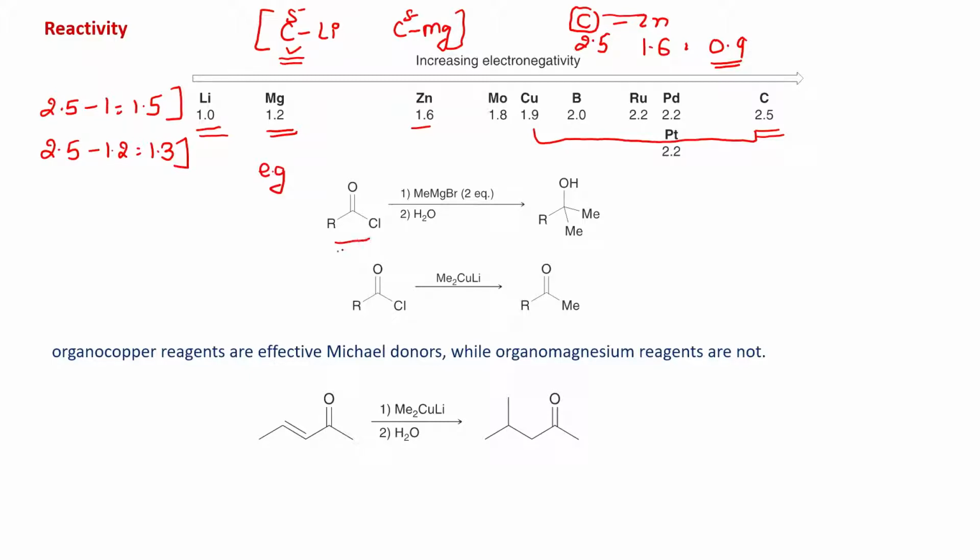When you treat acyl chloride with methyl magnesium bromide, this is called Grignard reagent, you will get tertiary alcohol. I will explain later why you get tertiary alcohol and why you don't get this product. And when you treat acyl chloride with methyl copper lithium, you will get ketone.